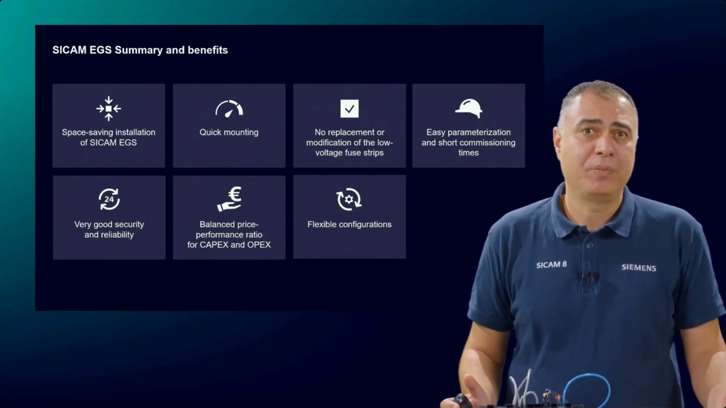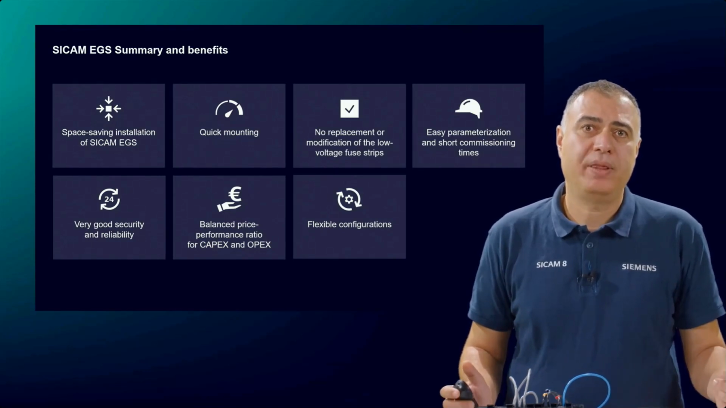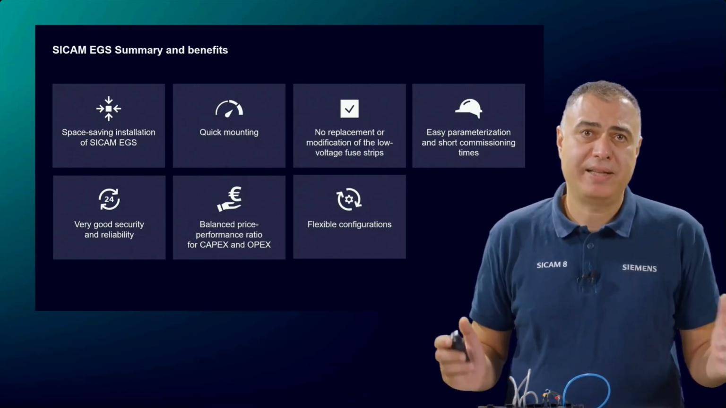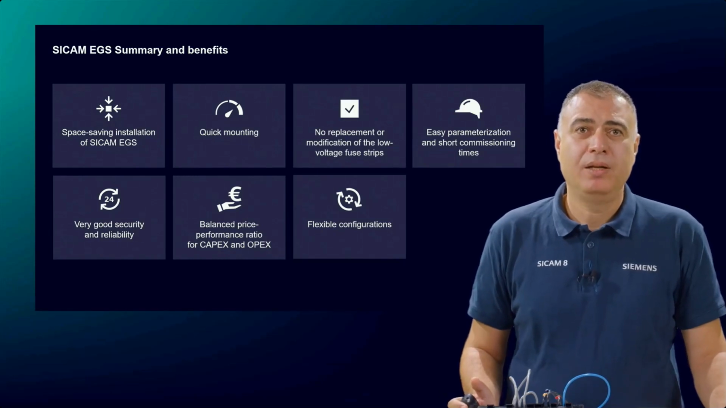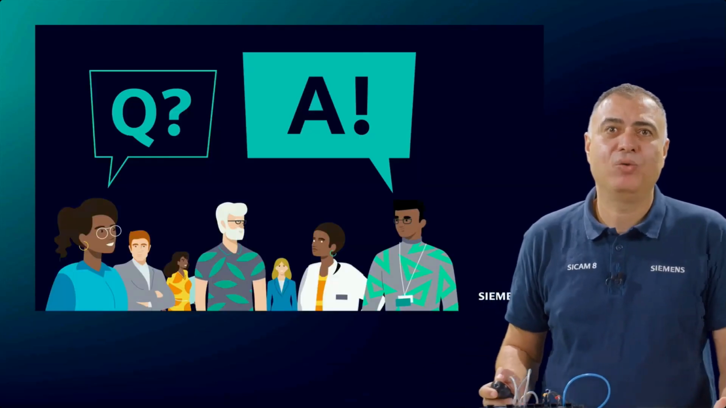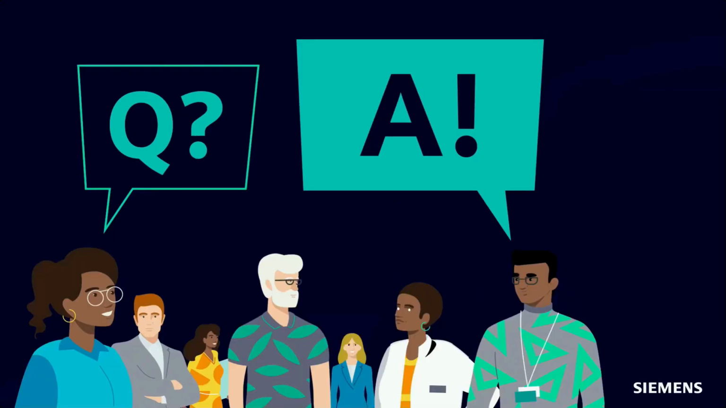SICAM EGS will come in two versions. One version with a cable length of 1 meter to the Rogowski coils, and the second version with a cable length of 3 meters to the Rogowski coils, plus last gasp function. With this statement, I would like to close the presentation and start the Q&A session.